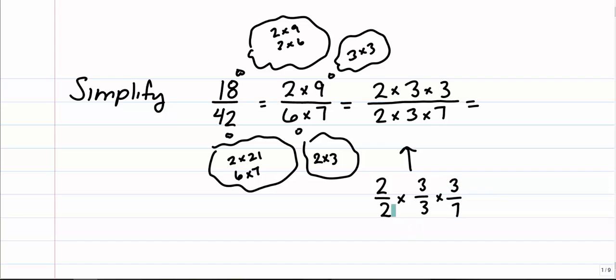And so 2 over 2 is 1, 3 over 3 is 1, and 3 over 7 is 3 over 7. But what most students do at this point is they simply come in here and realize that this can be canceled to a 1, this could be canceled to a 1, and so the only numbers I have left are 3 over 7. So this is a nice way to simplify fractions.